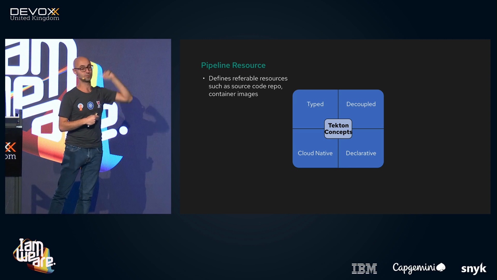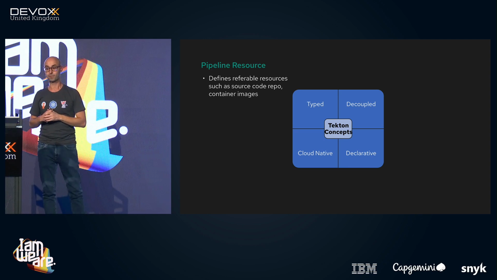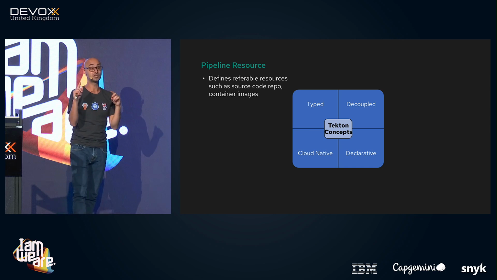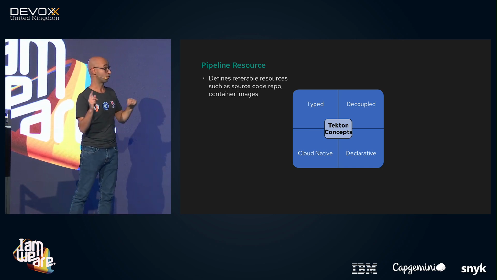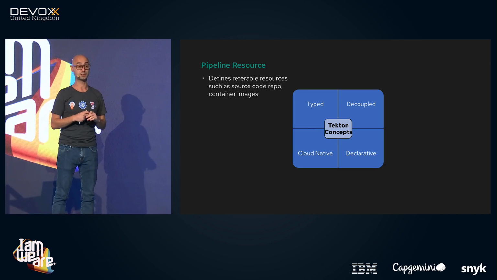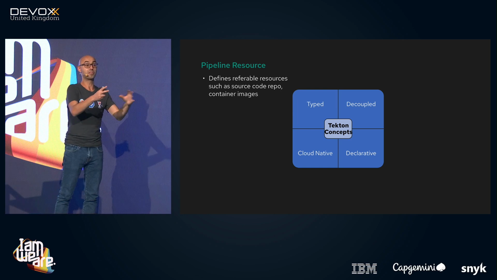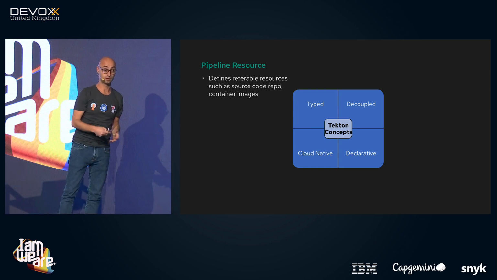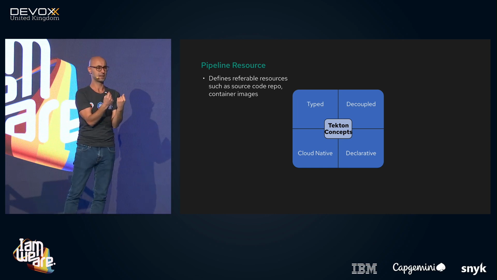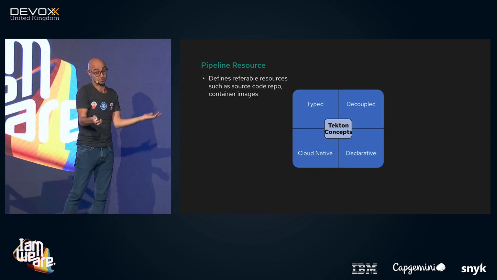The first one is the pipeline resource. A pipeline resource defines, as the name says, a resource. Notice that it's not a parameter. We are setting, for example, the source code repo, the container image, or a disk where we want to store something, or the URL where we want to store something. So it's, as the name says, a resource.